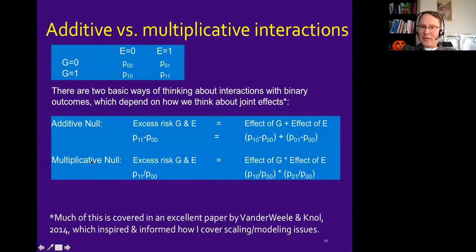Under the multiplicative model, the excess risk of the joint is the effect of G times the effect of E. So that's going to be the ratio of P11 over P00, the baseline risk, which should be equal, under the null, to the ratio of P10 over P00 multiplied by P01 over P00, the effect of E in the multiplicative model. And I should note that almost all the first part of this talk is really taken from a very clear paper by van der Wiel from a few years ago.